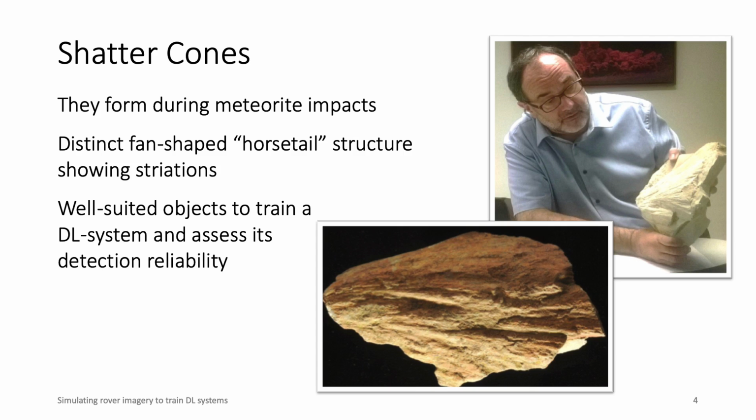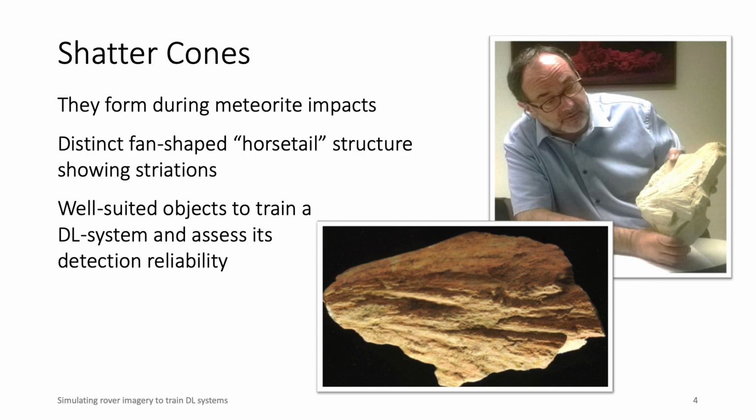They are microscopic evidence of shock metamorphism and formed during meteorite impact events. Shatter cones come in a variety of sizes and shapes, mainly depending on the rock type, but all of them have distinctive fan shape or horsetail structures that show striations. This makes them well-suited objects to train a deep learning system and assess its detection reliability.